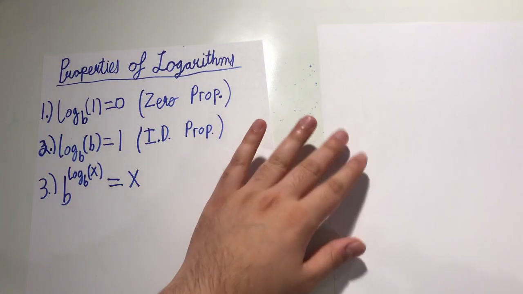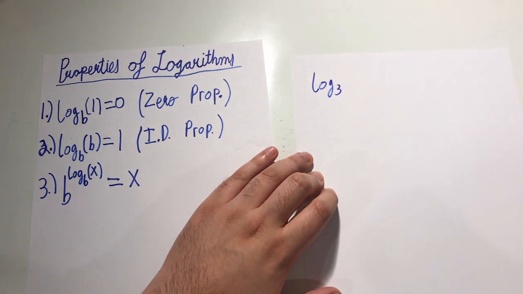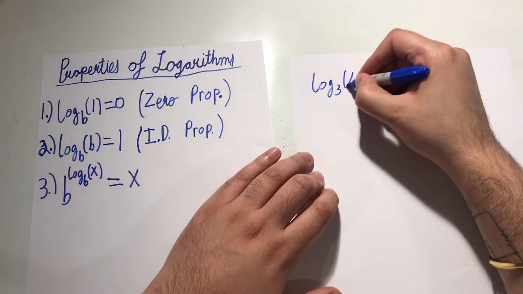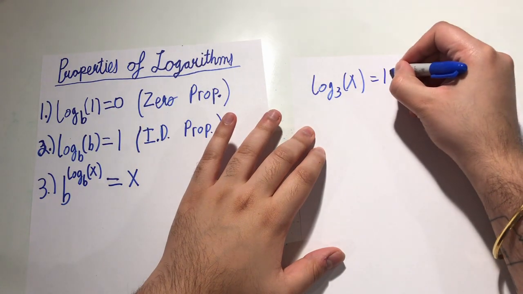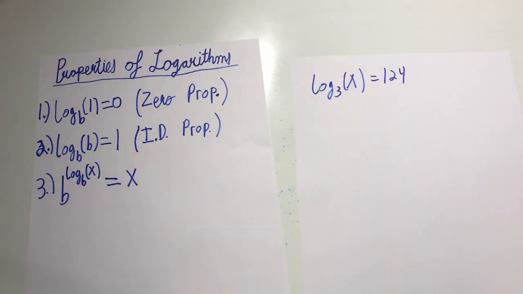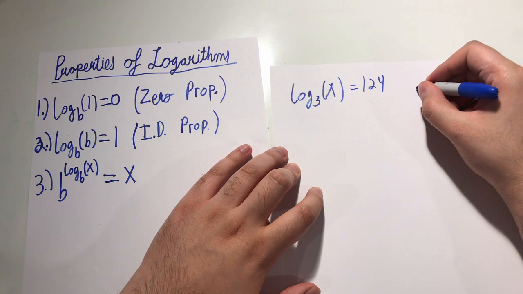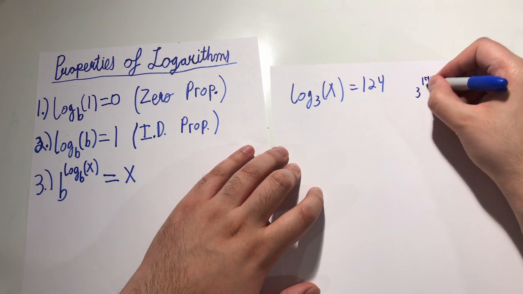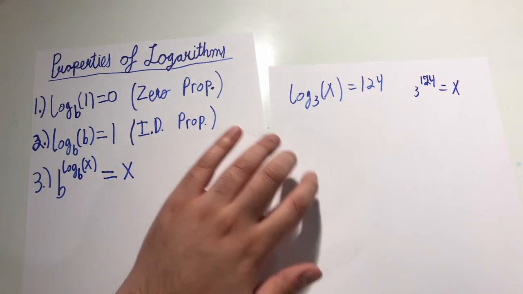So say you had something like this, log base 3 of x equals 124. Okay, and we want to know how to solve this, right? If we were to convert it to exponential form, we could do this where it's 3 to the 124th equals x, something like that, and then you could solve it that way.